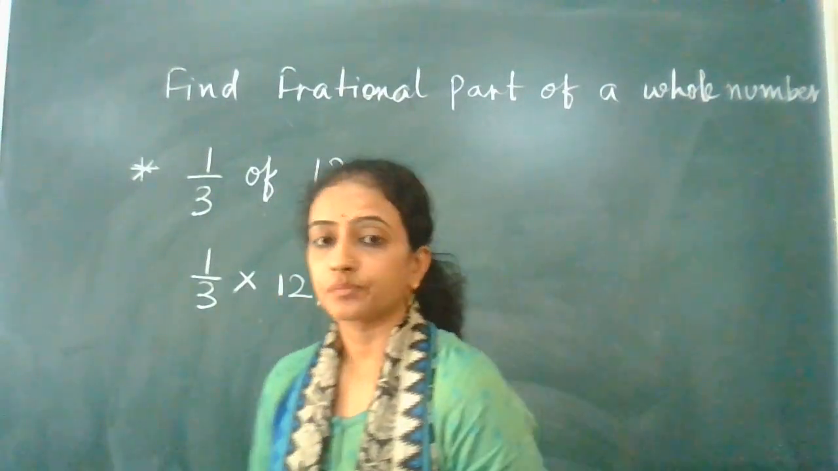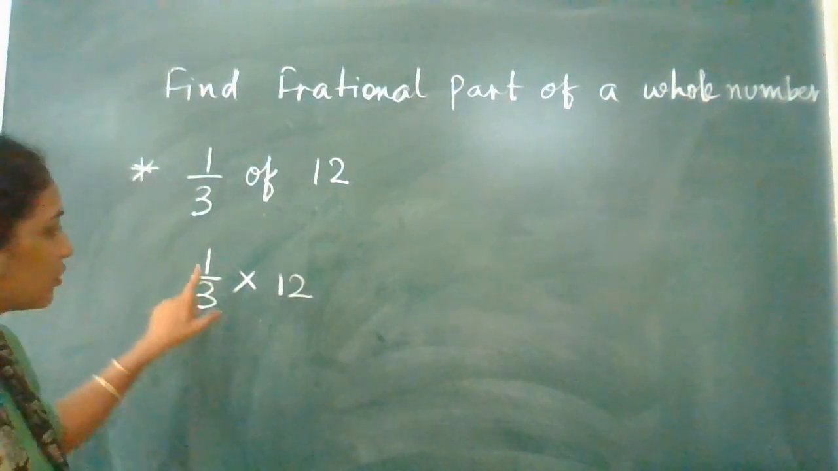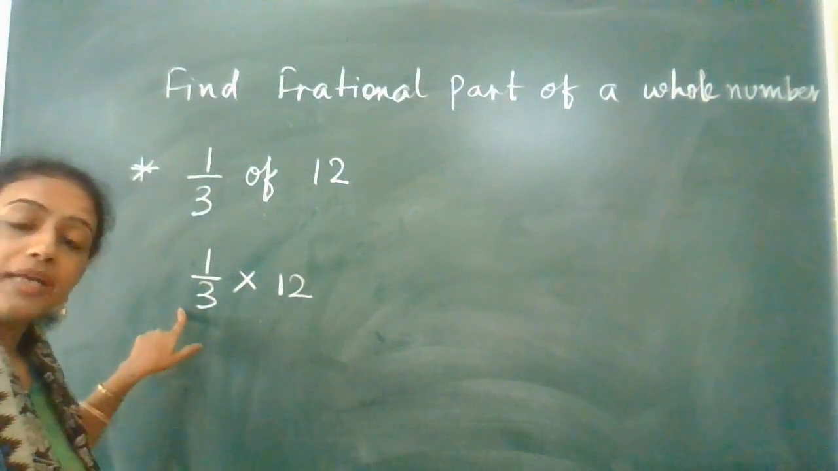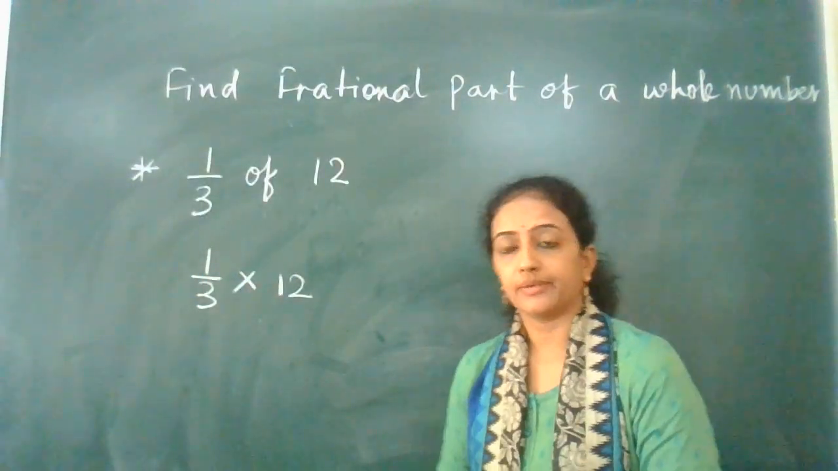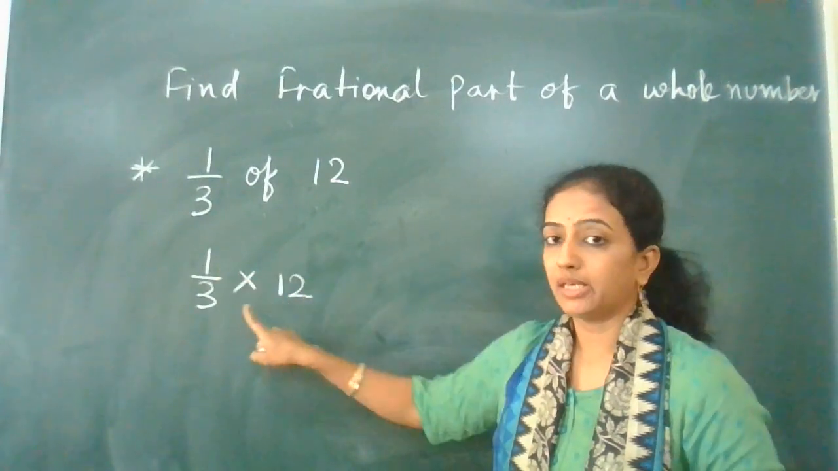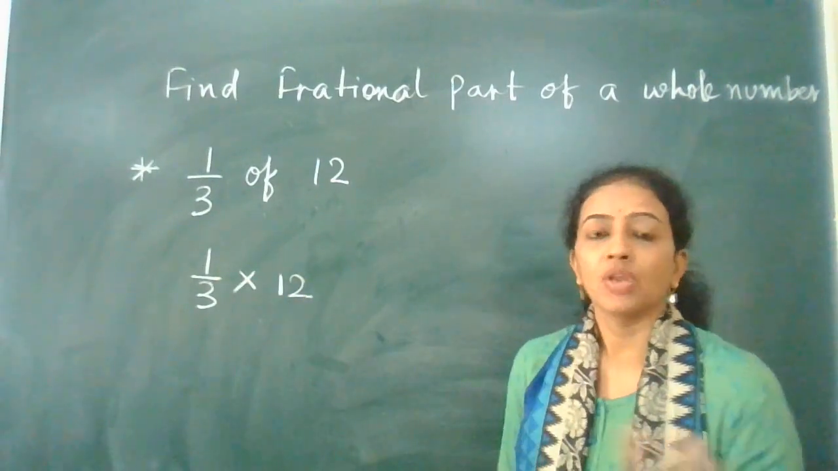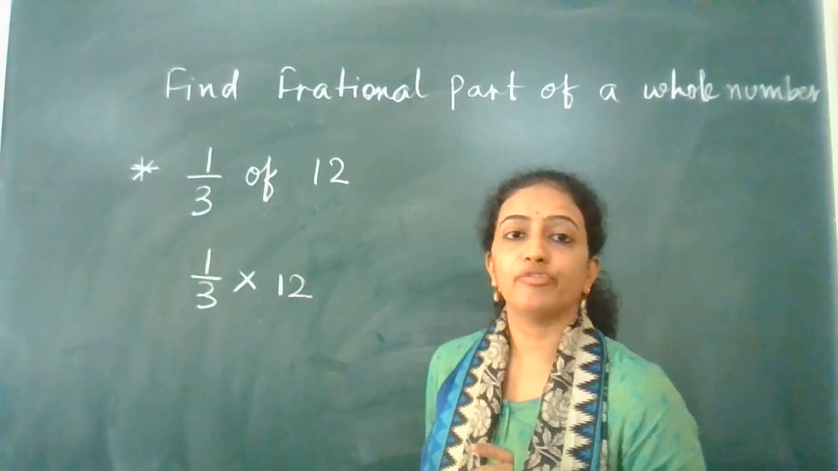After this, what? We have to multiply. Now, in a fraction, there is a numerator, there is a denominator. Then what to do? How to do it? 12 will multiply with 1, 12 will multiply with 3, no. See, remember this fraction is somehow kind of division.